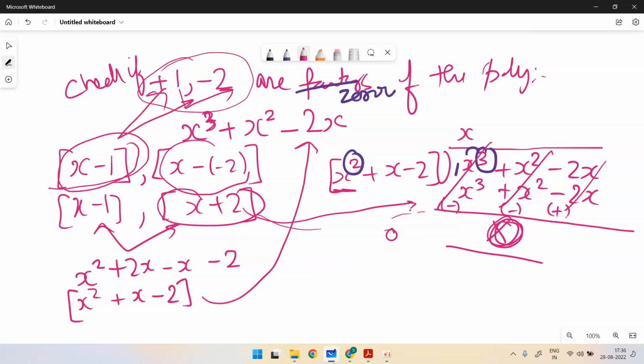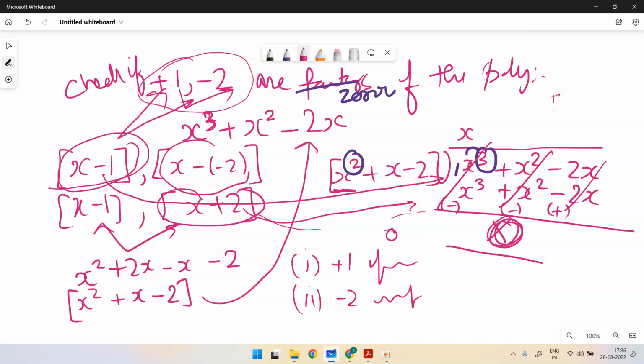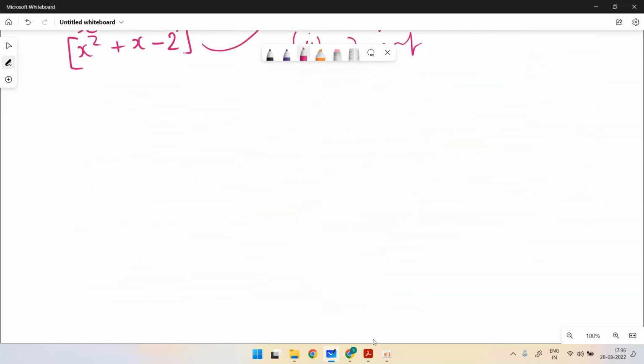But since you would have to do the division twice, it is easier to multiply these two and get the answer. If it is given individually, check whether x plus 1 is a factor first, and then check whether x minus 2 is a factor. You should divide the polynomial with x minus 1, and in the second question with x plus 2. Put the value and you will get the desired answer.